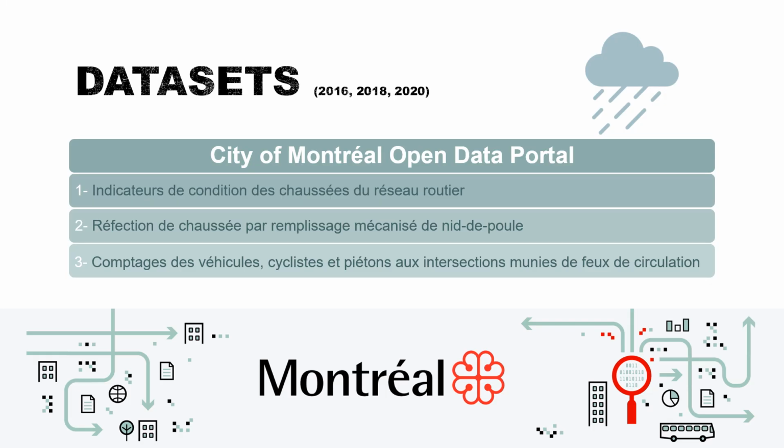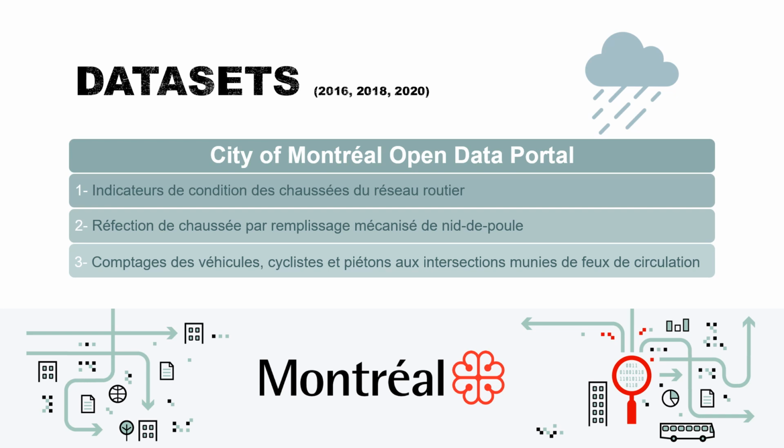When it comes to the datasets, we retrieved the road condition datasets, the traffic count, and the pothole repair datasets from the City of Montreal Open Data Portal. Note that these datasets were recorded for multiple years. As a result, we only kept the datasets with matching years, that is 2016, 2018, and 2020. Then we extracted the relevant information from each dataset using reverse geoprocessing to convert coordinates to addresses, but also by removing the duplicates using sums and weighted averages.